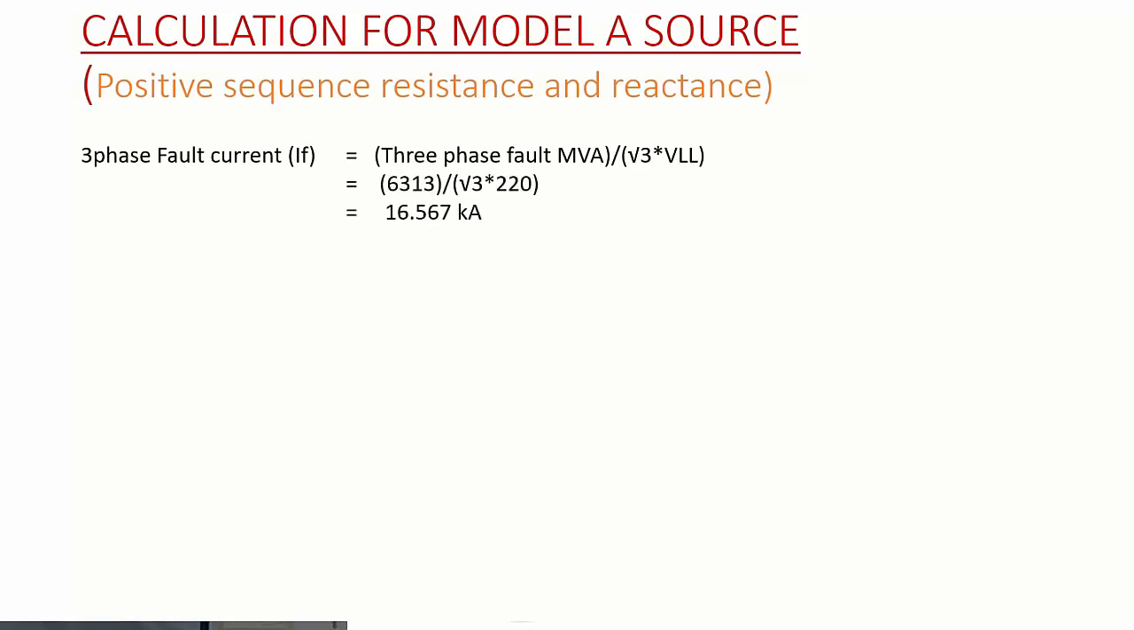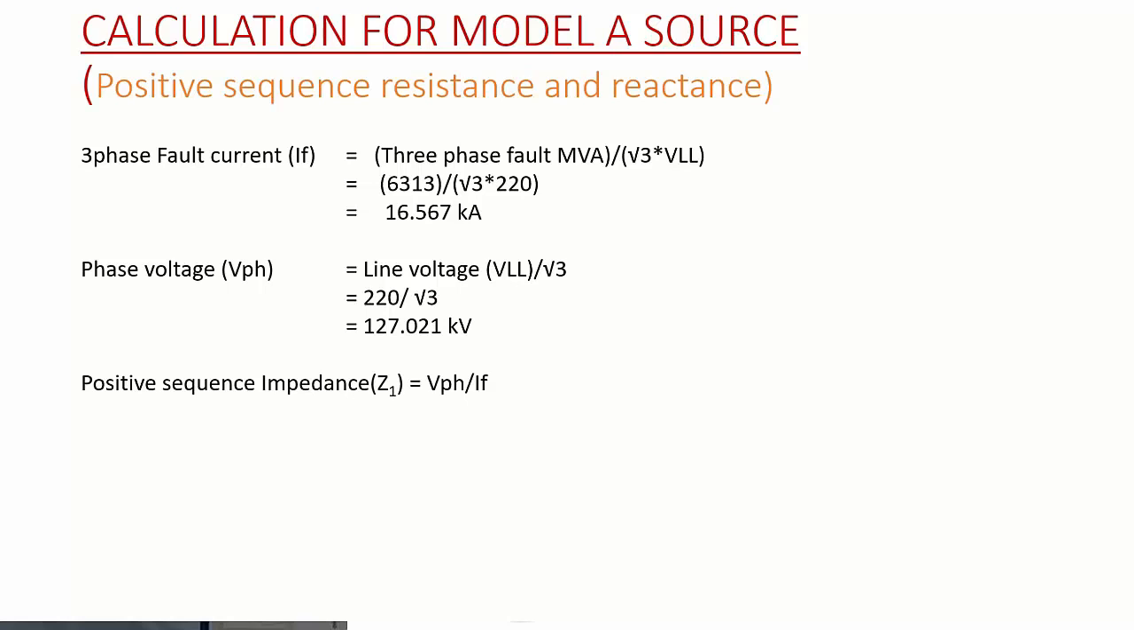You may get 3-phase fault current as 16.567 kiloamps. And I am going to calculate phase voltage, which is computed from the line voltage. So the phase voltage is 127.021 kilovolt. Then the positive sequence impedance is phase voltage divided by 3-phase fault current. Substitute both these values. You may get positive sequence impedance as 7.67 ohms.